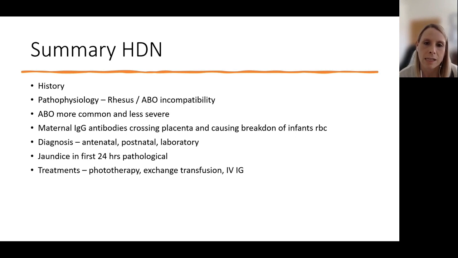We've talked about diagnosis at the different time points, antenatally, postnatally, and then the laboratory tests we can use. We've talked about jaundice being pathological in the first 24 hours and how we need to look for causes of that. And one of the causes is hemolytic disease of the newborn. And then I've just touched a little bit on the treatments that we use: phototherapy being the first line, exchange transfusions for the more severe cases, and then the IV immunoglobulins.